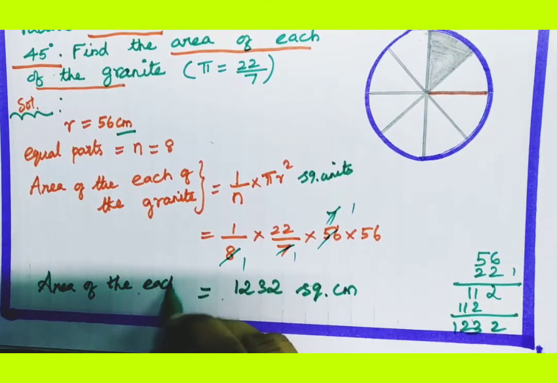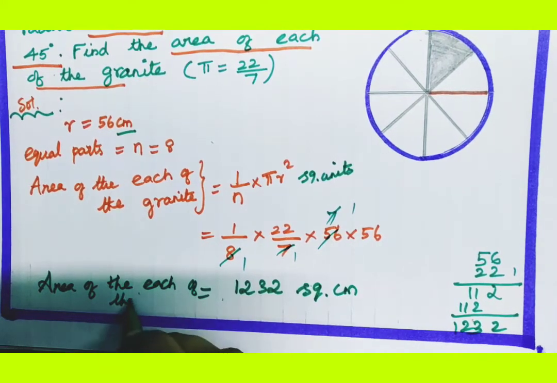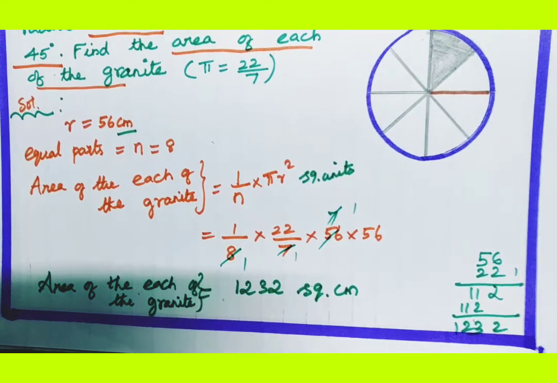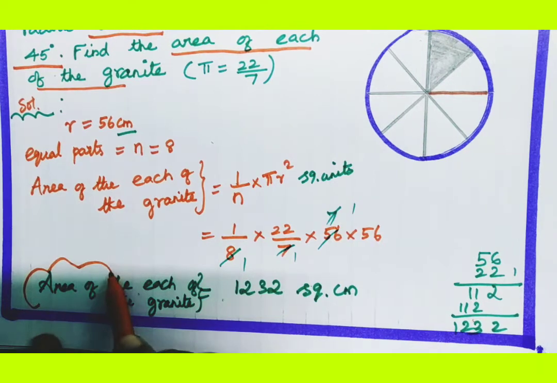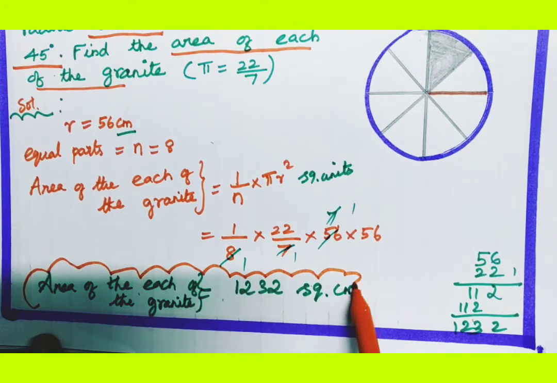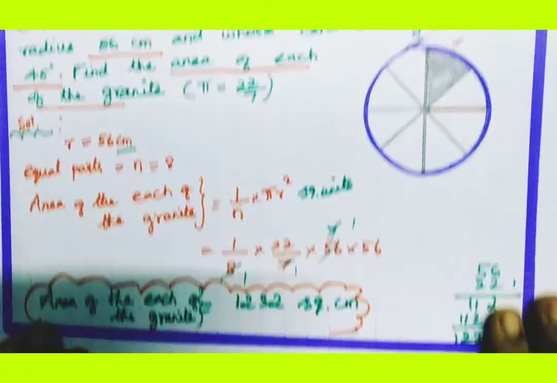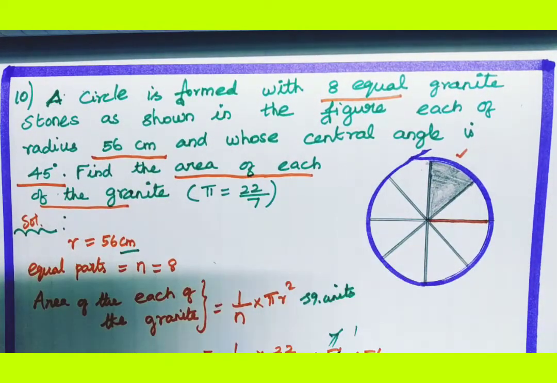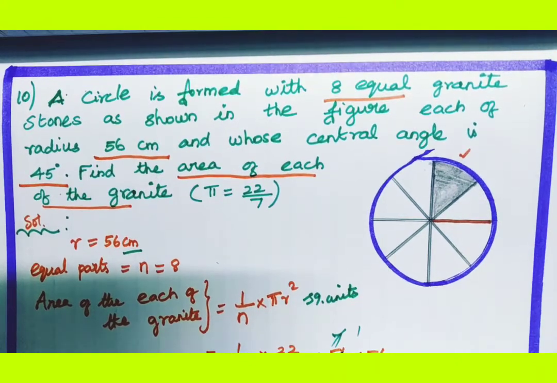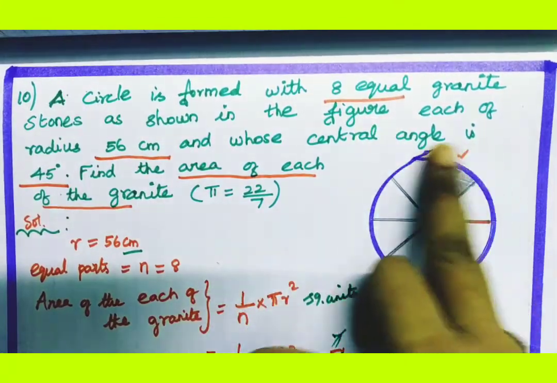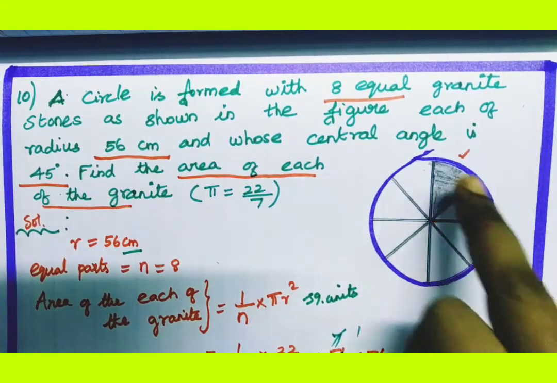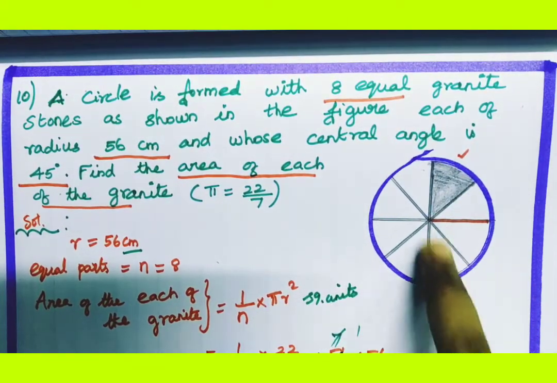Okay. So here area of the each of the granite. That's all over. Okay. So one more time I will tell you in the question. See, it's a word problem. While we are seeing it, it's a very big question, but when we are solving, we know this is a very simple question. Okay, it's a circle divided into 8 equal parts. 8 equal granite we are going to fix.